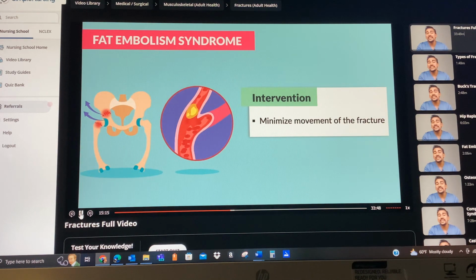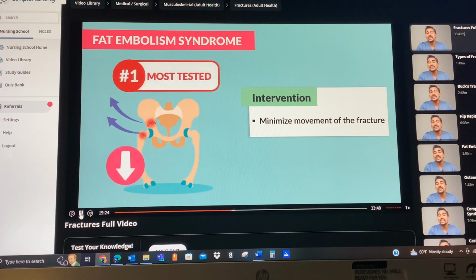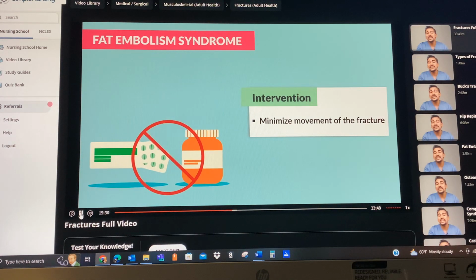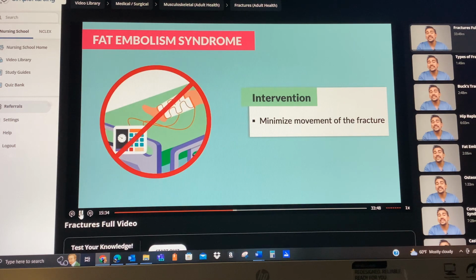Now the big intervention is to minimize movement of the fracture. This is the most important intervention with any new emboli risk here. Always stop the movement to prevent the emboli from moving around. This is the number 1 most tested intervention here, so don't let the NCLEX trick you. We do not give prophylactic blood thinners for a fat embolism, and we do not use a compression device like SCDs.